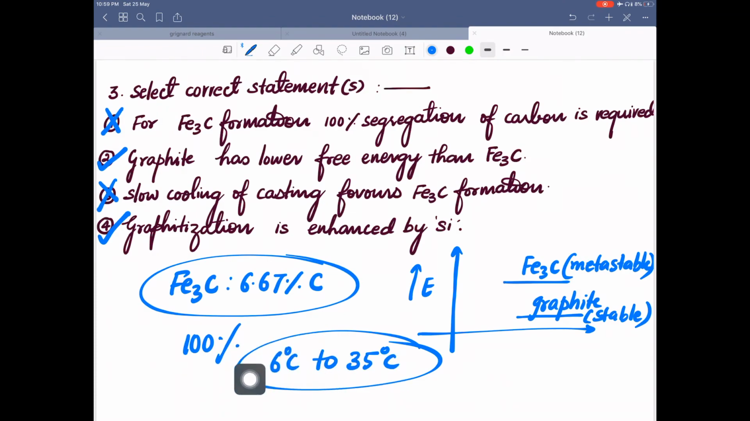Okay, with addition of very small amount of silicon, only 2% silicon, we can say that yes, silicon is very effective in graphitization. So this is also true. So the correct statements are 2 and 4.